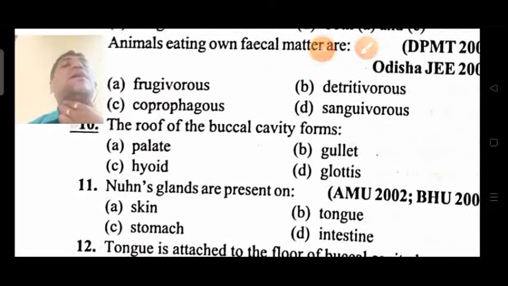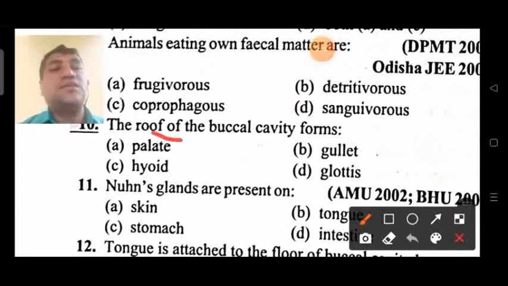Next, coming on to the hyoid bone. The hyoid bone is present in this portion, which is going to move the food in the lower direction, that is, the esophagus. The glottis is the opening of the respiratory system, where it allows the movement of air, and it is covered by the epiglottis. We have learned about the epiglottis in this chapter. So the glottis is the opening of the respiratory tract. Here the answer for this question is palate.